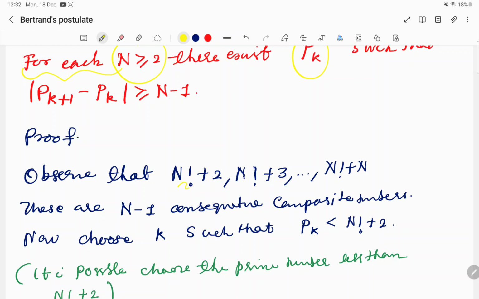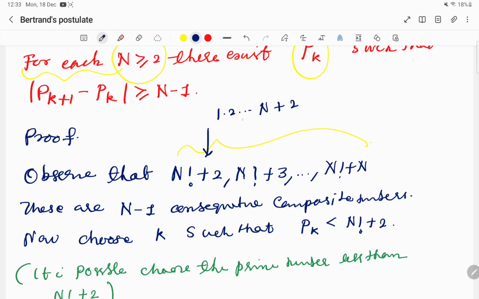Observe that these numbers are consecutive and composite. That's the idea. So n factorial plus 2, right? And n factorial plus 3, up to n factorial plus n, right? So n factorial plus 2, you can see this is 1 times 2 times up to n, plus 2.